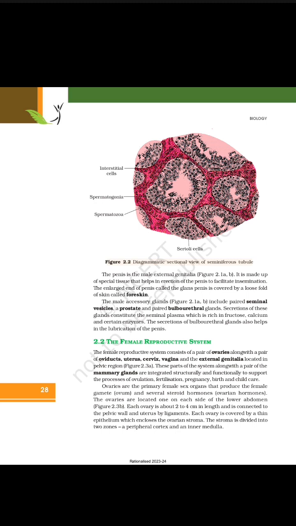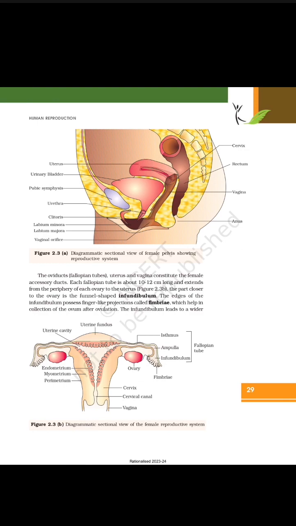The ovaries are located one on each side of the lower abdomen. Each ovary is about 2 to 4 centimeter in length and is connected to the pelvic wall and uterus by ligaments. Each ovary is covered by a thin epithelium which encloses the ovarian stroma. The stroma is divided into two zones, a peripheral cortex and an inner medulla. The oviducts, fallopian tube, uterus, and vagina constitute the female accessory ducts.